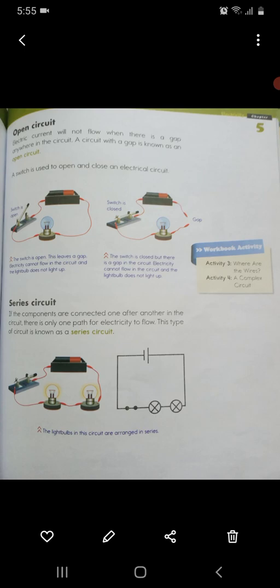In second diagram we can see that switch is closed, but there is a gap in the wire. That wire is broken. That creates a gap in the circuit. That's why electricity cannot flow through it and the bulb will not light up. So the electricity can flow through the circuit only when the circuit is complete, when it is closed. So these are the types of electric circuit.